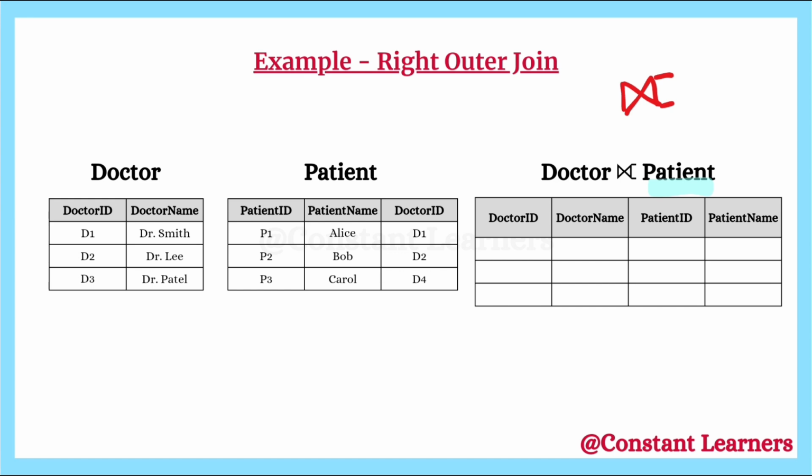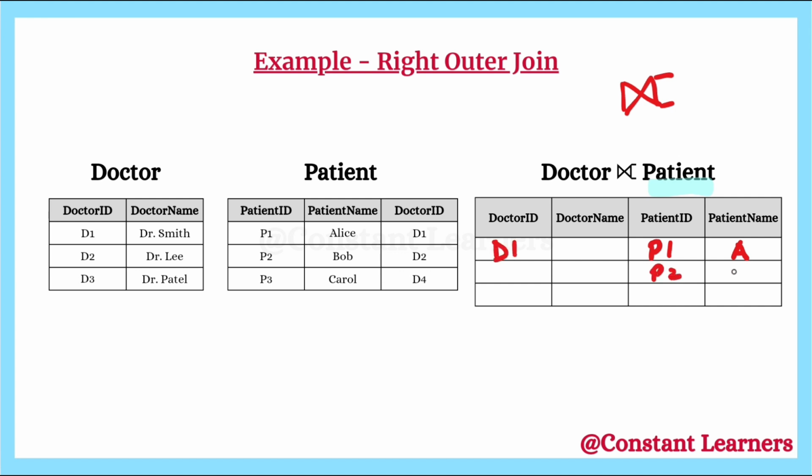So the lines on the right hand side show that we are performing the join, that is right outer join, right? Now in this case, first we'll take the patient table. The patient table will be completely present here. So we have patient P1 Alice. P1 is Alice and she is assigned to Dr. D1. Then we have P2 Bob.